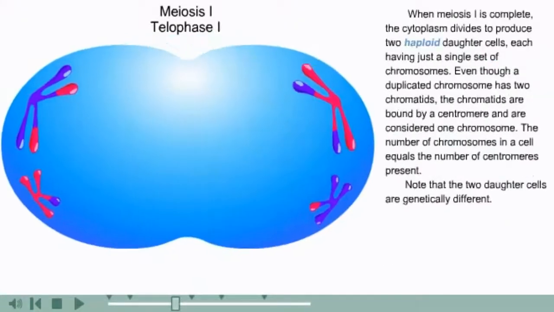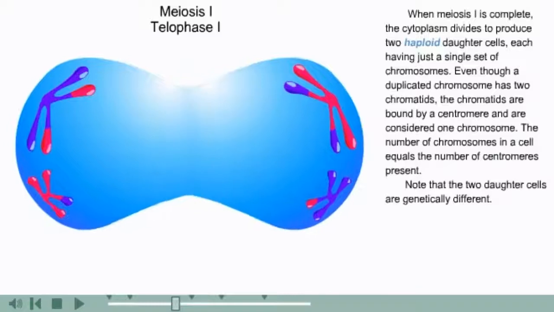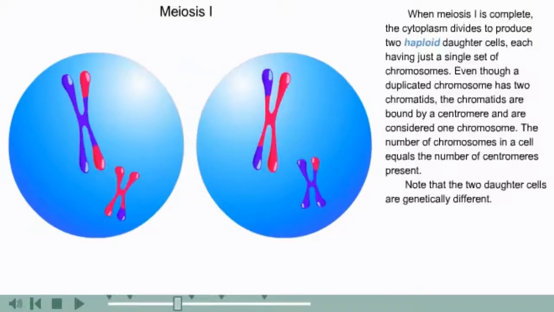When meiosis I is complete, the cytoplasm divides to produce 2 haploid daughter cells, each having just a single set of chromosomes. Even though a duplicated chromosome has 2 chromatids, the chromatids are bound by a centromere and are considered one chromosome. The number of chromosomes in a cell equals the number of centromeres present. Note that the 2 daughter cells are genetically different.